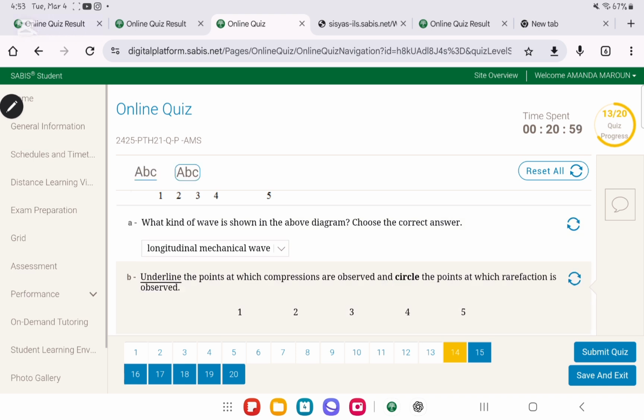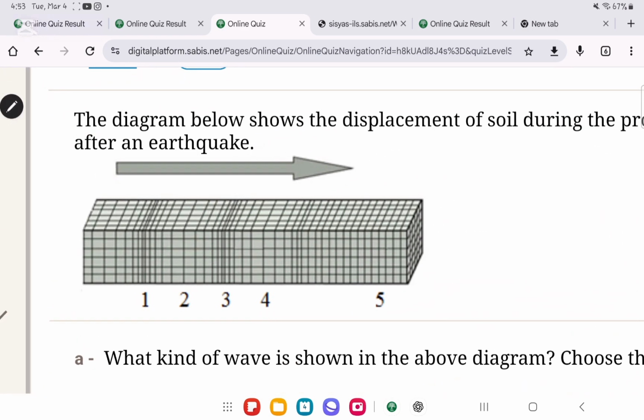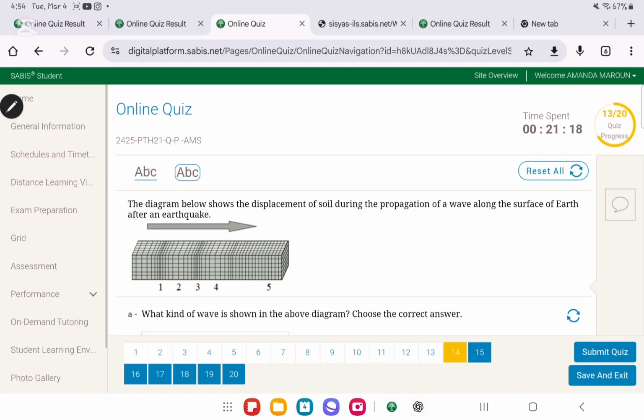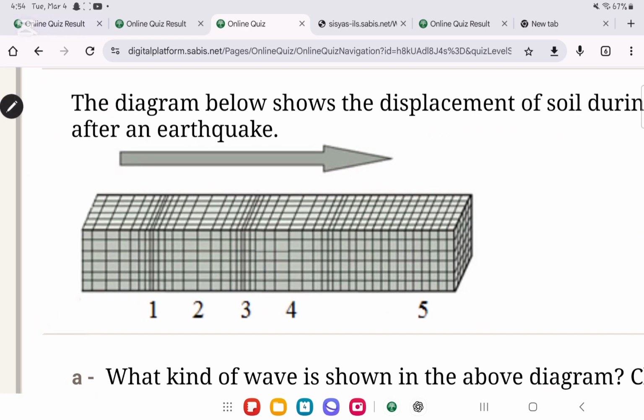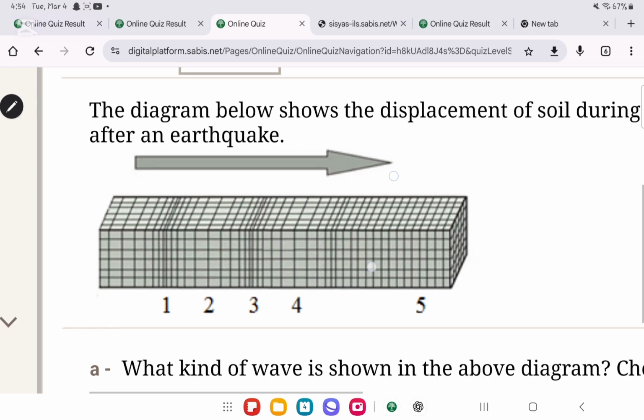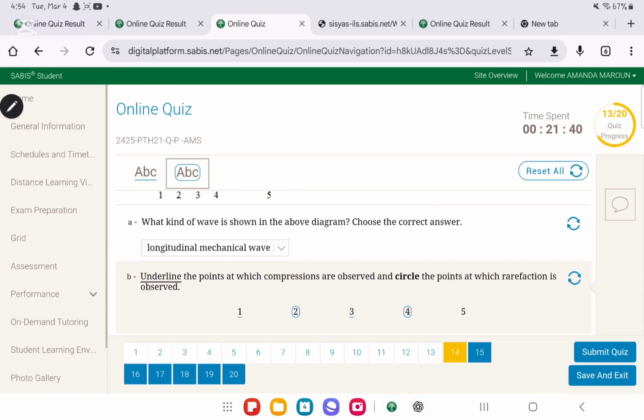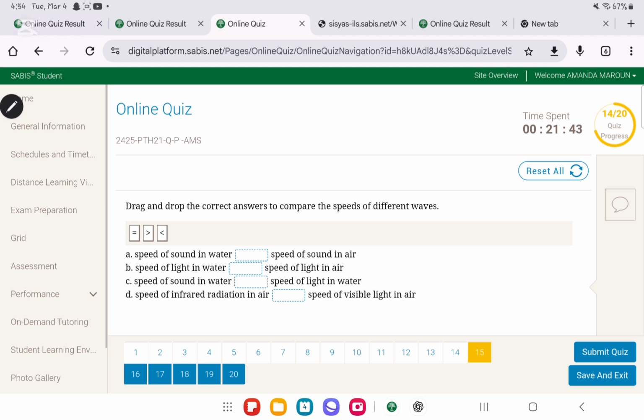Now they said underline the points at which compressions are observed and circle the points at which rarefaction is observed. So compression, as we said, the particles are being brought close to each other. So as you can see over here, we have 1 and 3 where the particles are really close to each other. So you are gonna underline 1 and 3. Now for the rarefaction, they have to be farther apart, and as you can see, 2 and 4, the particles are going farther from each other because from 5 it's being constant. So definitely 2 and 4 are undergoing rarefaction. We move on to question number 15.